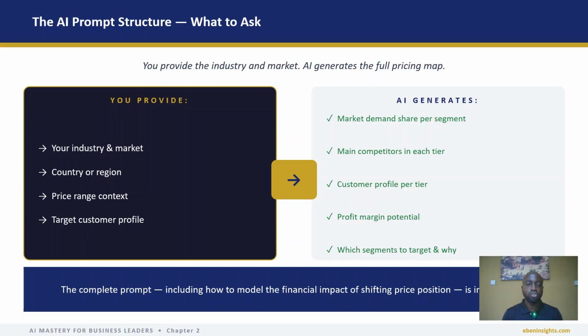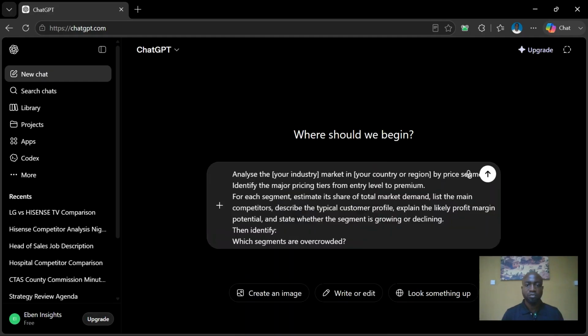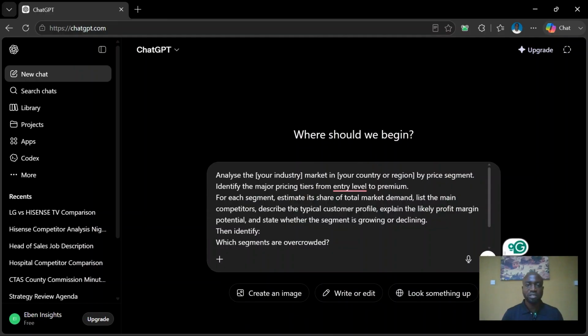Now let's do a quick demo to show you how you can use the pricing gap analysis prompt in AI Mastery for Business Leaders to do pricing gap analysis for your industry. So I'm going to go to ChatGPT. I'm going to copy my prompt and paste it. I'm going to use the data analysis market in Nigeria, from entry level to premium. Again, if you want to get better results with this research, you should use deep research. It takes more time and gives you better results. But we're going to stick with this and see what we can get.